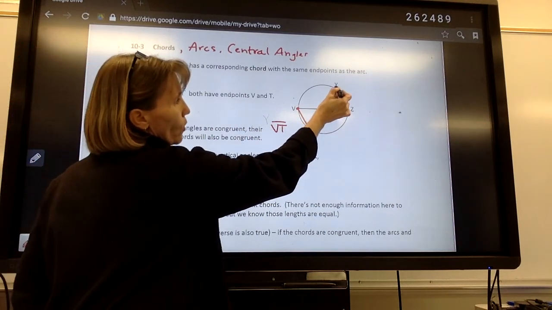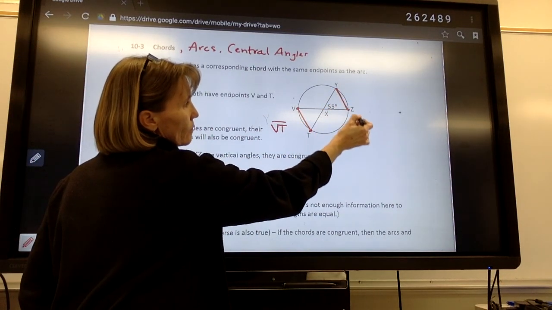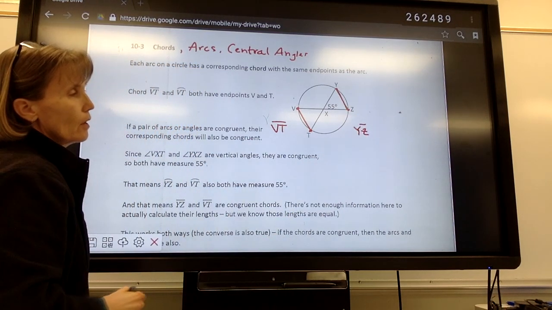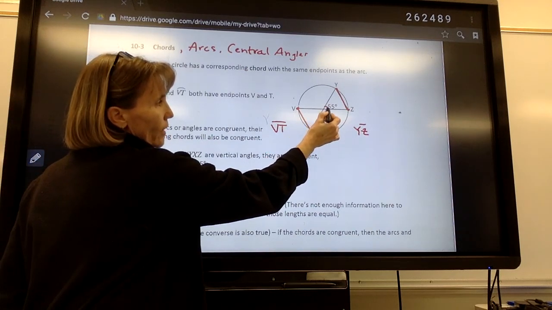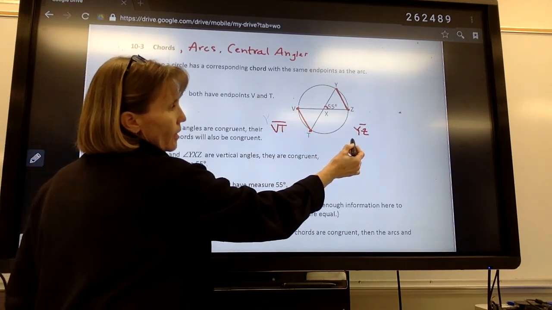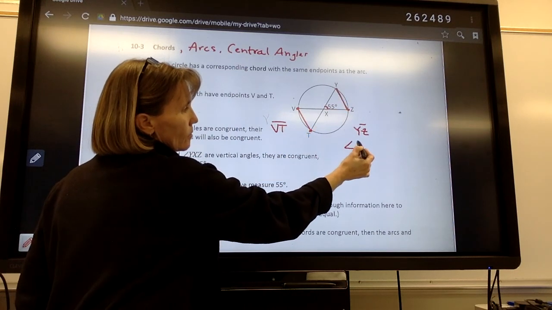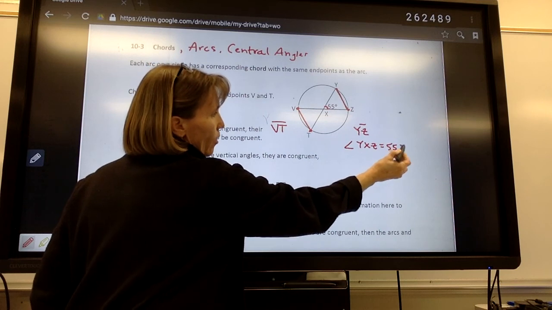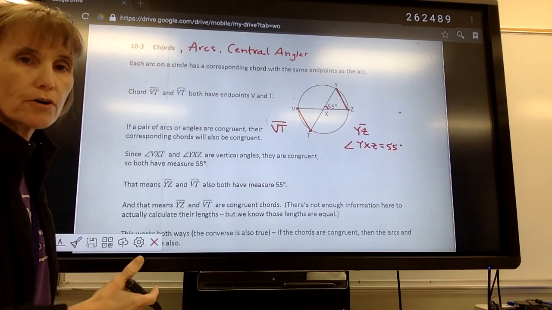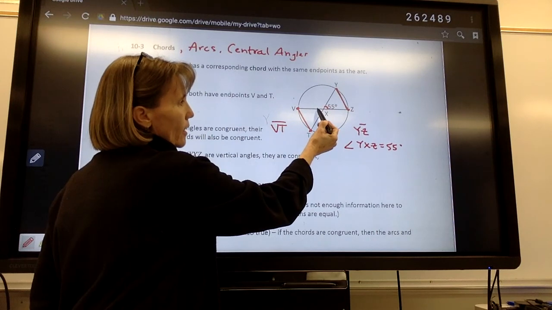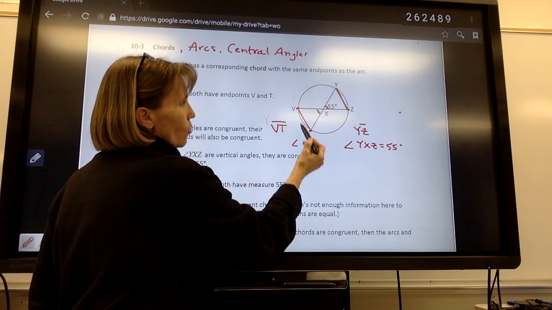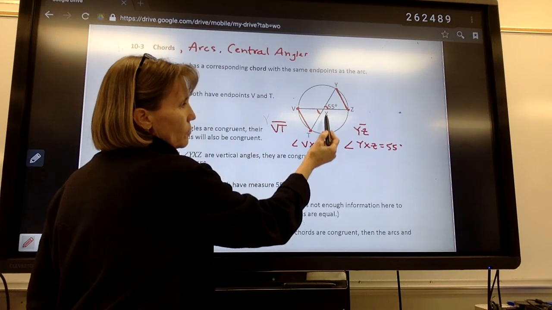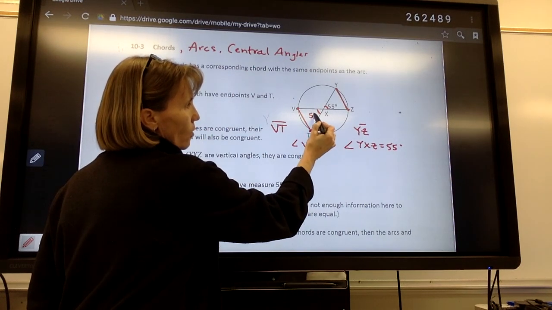Okay, so if I've got a chord up here as well, this is segment YZ, and that is a chord. You can see that the measure of the central angle here is 55 degrees. I would name that as angle YXZ. Okay, that's 55 degrees. Now, using some of the things that we've learned all year long, I know that this angle and the angle over here, this would be angle VXT, that would have to be equal to 55 as well.